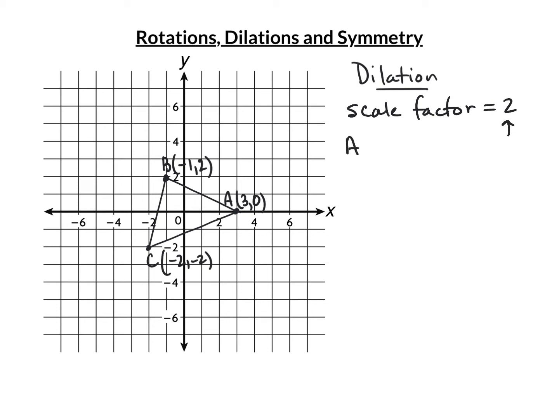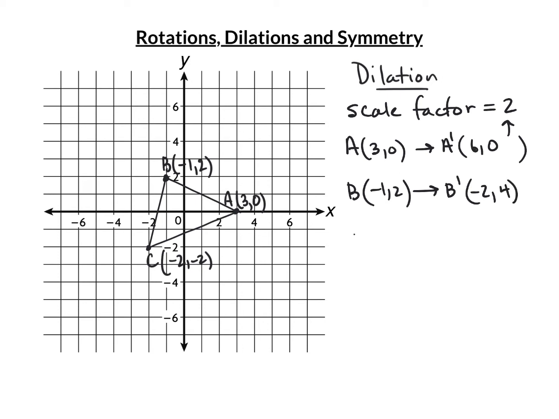What happens is the point A (3, 0) becomes the point A prime, the new location for A, and I just multiply both by 2. That's (6, 0). B, which is the point (-1, 2), when you multiply by 2, becomes B prime, which is (-2, 4). And C, the point (-2, -2), when you multiply by 2, becomes C prime, (-4, -4). Let's plot these points: (6, 0), (-2, 4), and (-4, -4), and draw the lines.